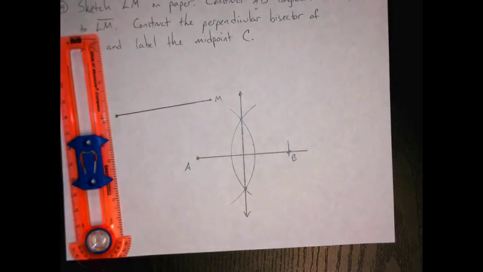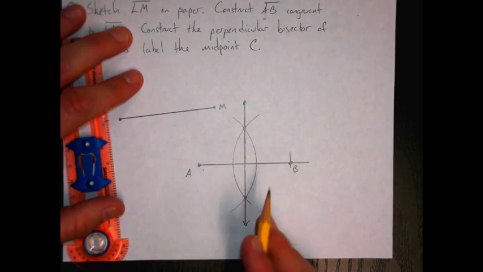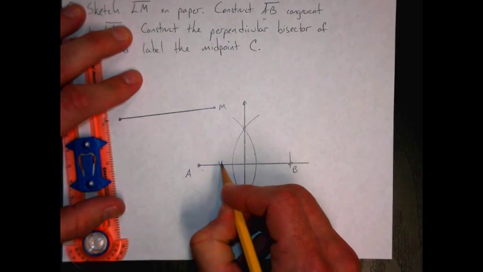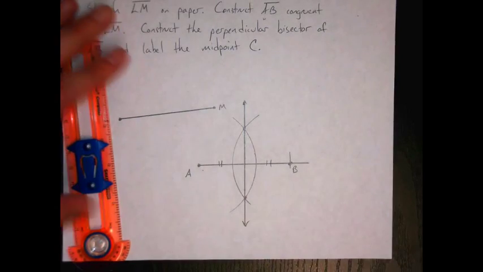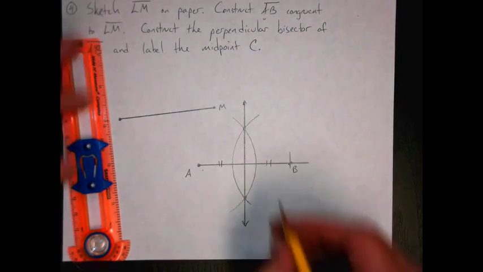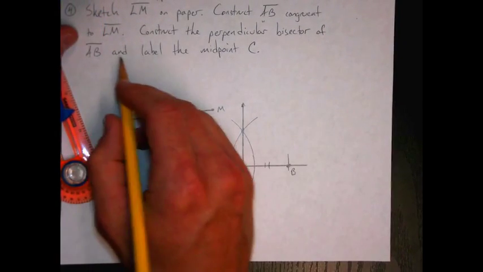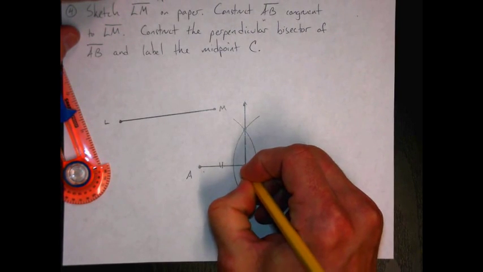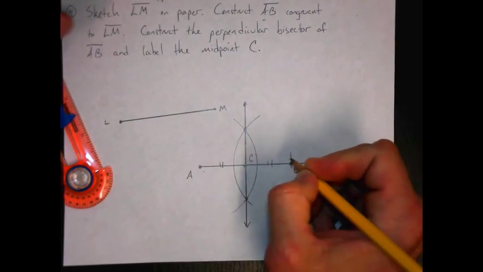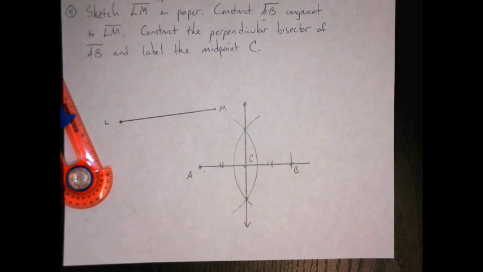So if it cuts this segment in half, right, if this from here is equal to this there, you know, if this is 2 tick marks, then this is 2 tick marks, right? They're totally congruent distances. That means this is the midpoint. Okay, so that's the other part of the question. Label the midpoint C. Voila. And we are done with our basic constructions.